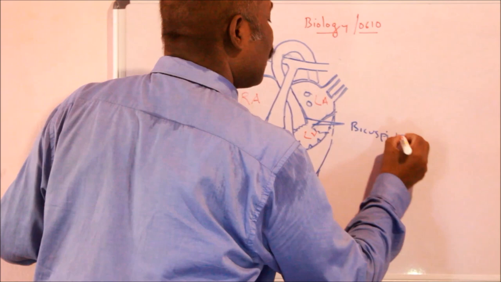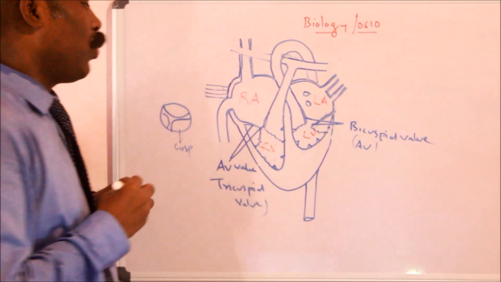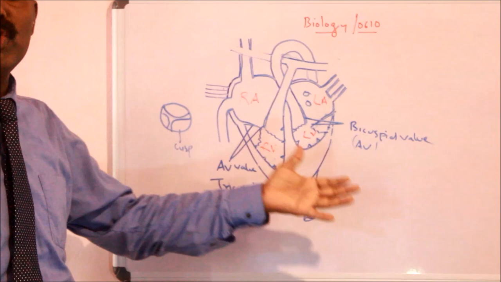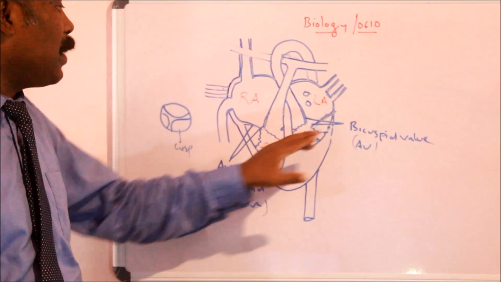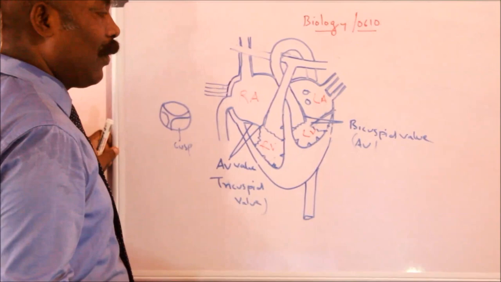Bicuspid wall, or AV. Okay, bicuspid wall. So tricuspid wall, bicuspid wall, and you know bicuspid means only two cusps present. So tricuspid, bicuspid, it's the wall between the atrium and ventricles, or AV walls. Don't get confused.